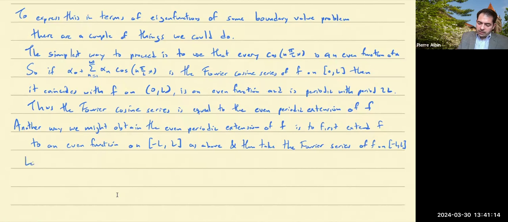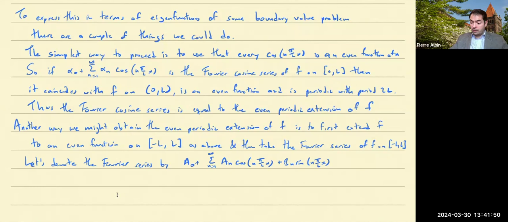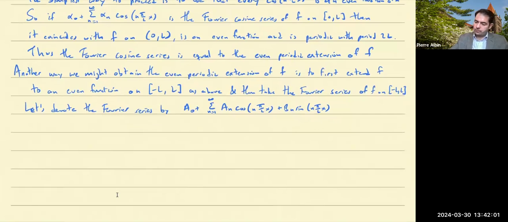So to compare these, let's denote the Fourier series by a0 plus the sum n goes from 1 to infinity of an cosine n pi over L x plus bn sine of n pi over L x. So side note, we're back to using pi over L instead of 2 pi over L because this interval has length 2L.